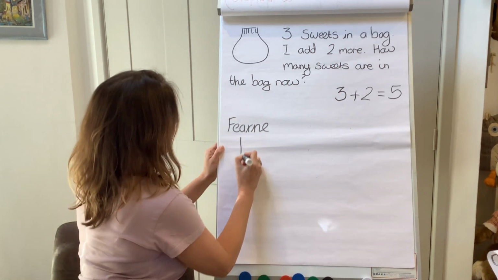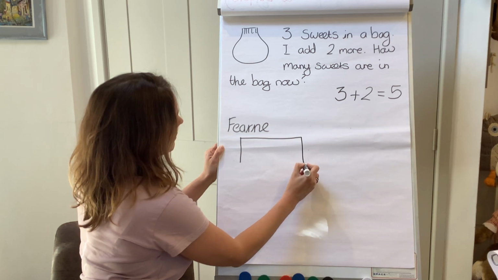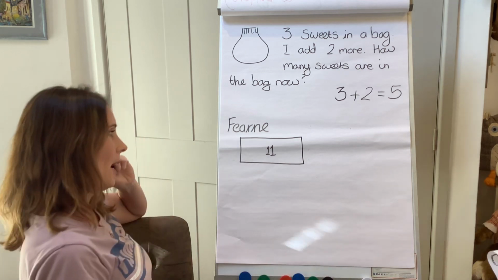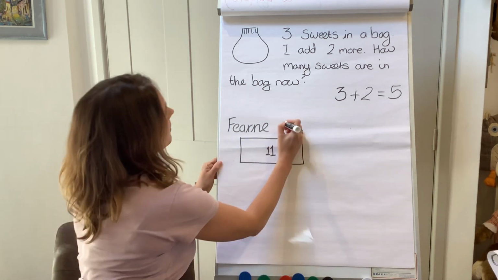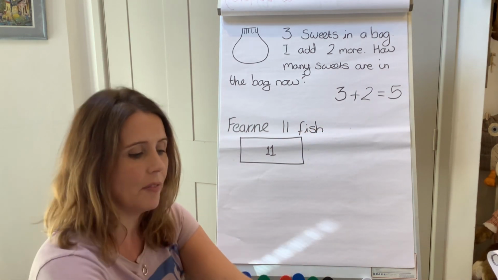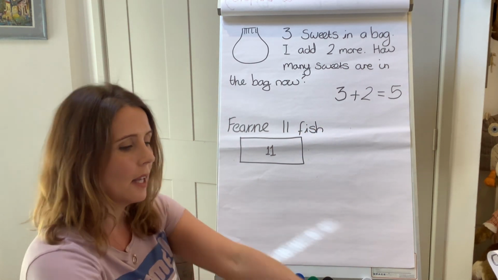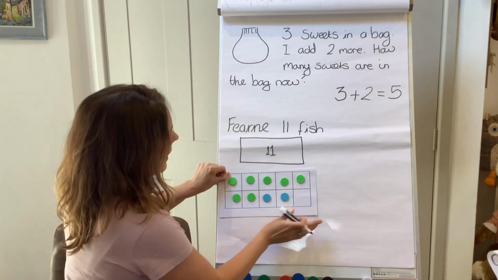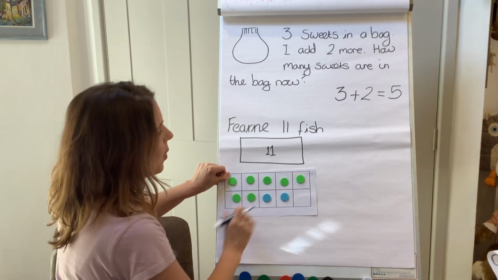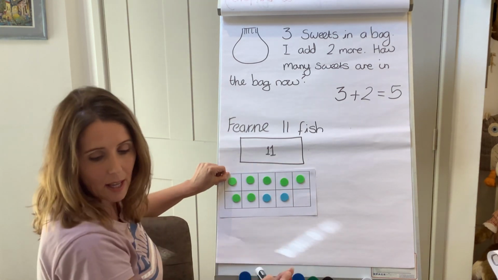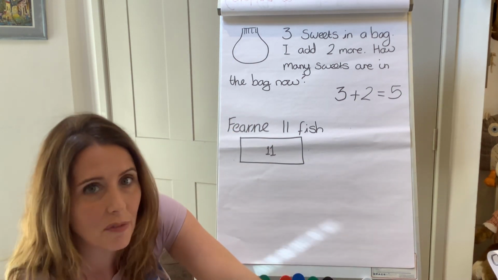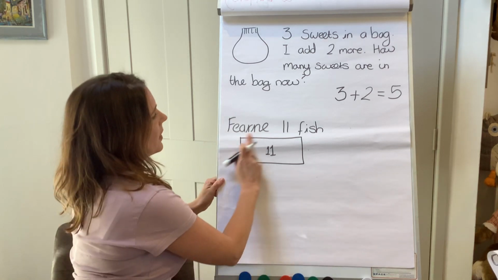So Fern has 11 fish, so I'm going to draw a bar that represents 11. Okay, and she's got 11 fish. Now you can do this if you wanted to using a tens frame. You could make 2 tens frames. You could put 11 fish on there, 10 and 1 more, and then add on the next fish that she buys. That's fine. You can use counters. I'm just showing you some different ways of doing it. So Fern's got 11 fish.